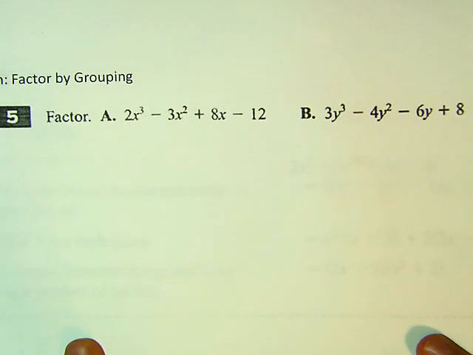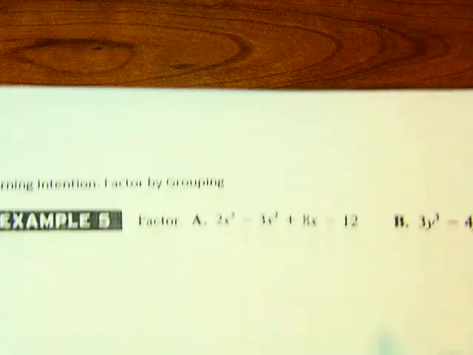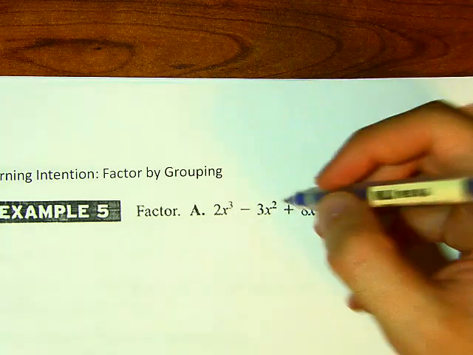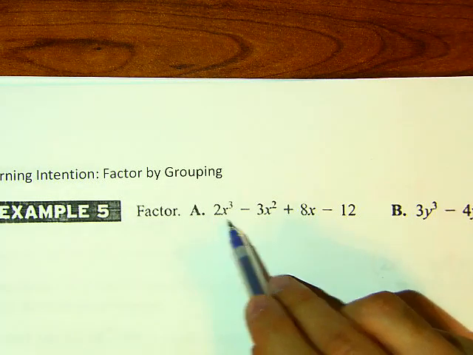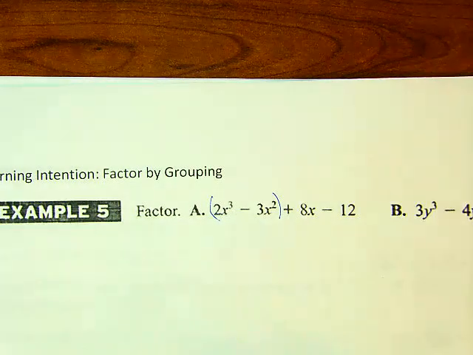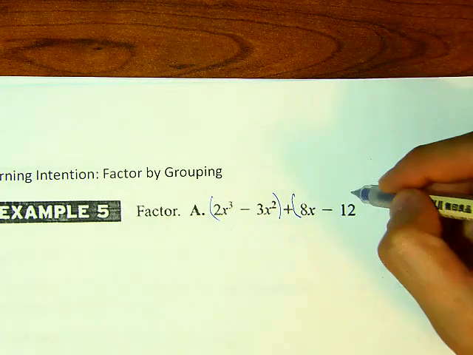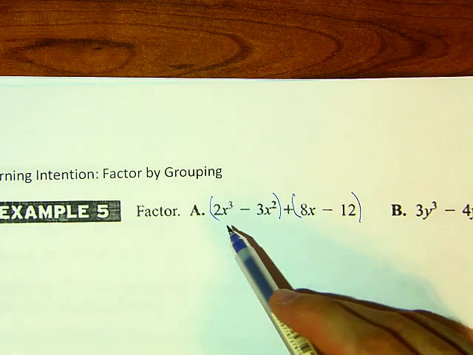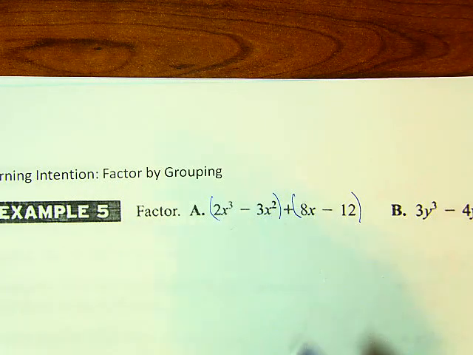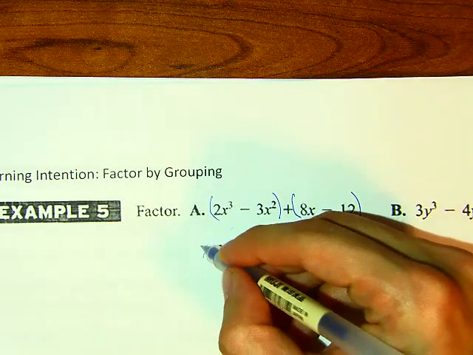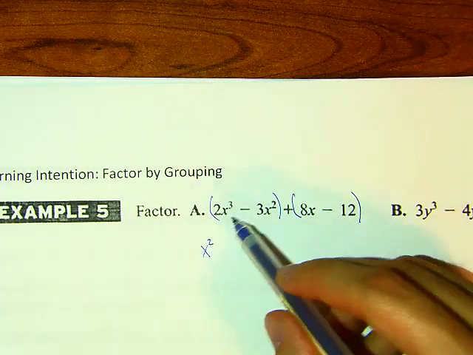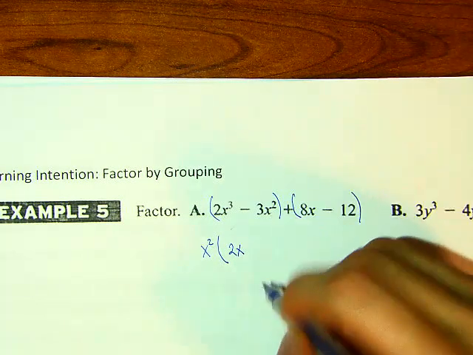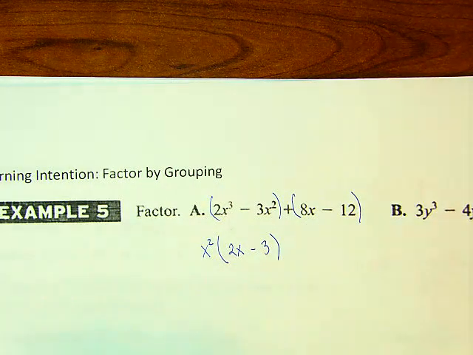So step by step, what is the first move? You know, from your notes that you just wrote down. If we look at this question here, you group them. You take the first two terms, group them, put parentheses. You take the next two terms, put them in parentheses. Then do what? You're going to take out the GCF. What's the GCF of 2x cubed and 3x squared? It's x squared. And if you divide this by x squared, what do you get? You get 2x. And if you divide this by x squared, you get minus 3.